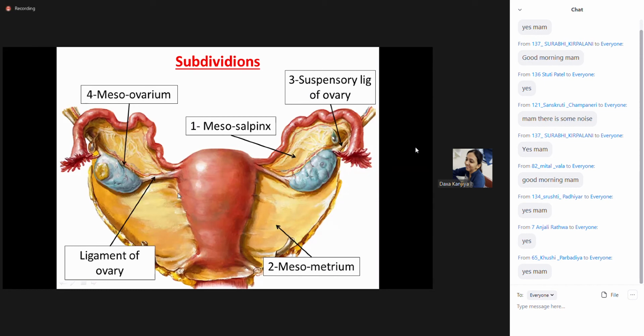So remember, the ligament of the ovary is not a part of the broad ligament. Remember this thing, there are only the 4 subdivisions: mesosalpinx, mesometrium, mesoovarium, and suspensory ligament. The suspensory ligament of the ovary is a part of the broad ligament.